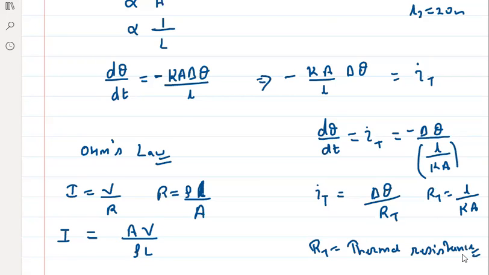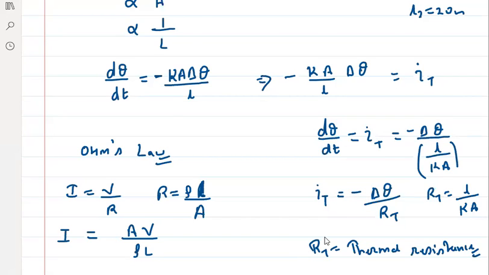Now, anyone have any issue in this? Can you take the analogy of these two cases? Yes or no? Raise your hand if you understood all this concept. Just raise your hand.